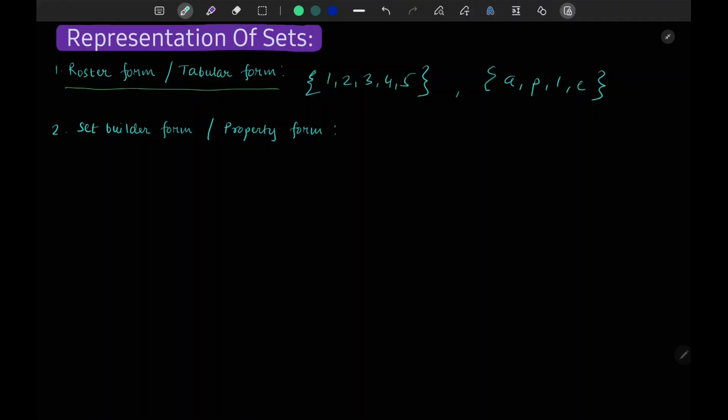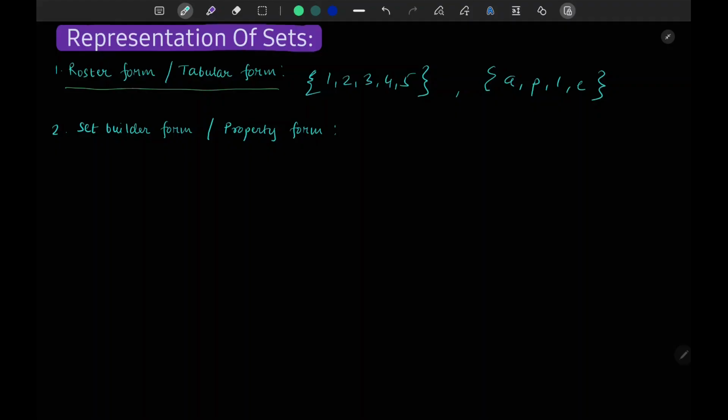However, the roster form is not used if a set contains an infinite number of elements. In that case, the second method of representation of sets is used, which is known as the property method or the set builder form. In set builder form, we do not list the elements of the set. Instead, we list the properties which the elements satisfy. So we know that a set is a well-defined collection of elements. The definition or the property which all the elements satisfy is written in the set builder form.